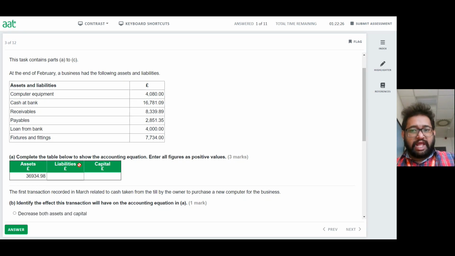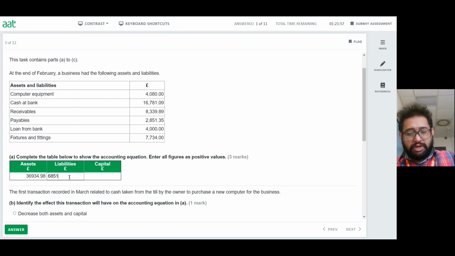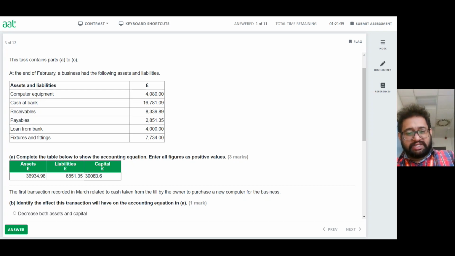And what are your liabilities? So let's get the calculator here. The liabilities at the moment are the payable 2,851.35 plus 4,000 pounds. That's 6,851.35. So to find the capital, what are you going to do? From that figure, we're going to take away your liabilities from the assets, and that should give me a figure of 30,083 pounds and 63 pence.